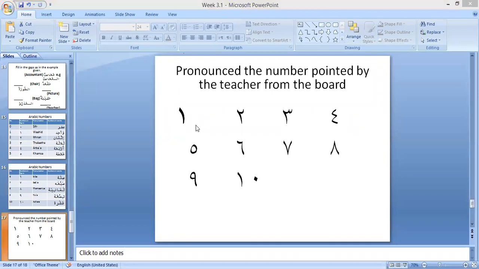5. And this one? 2. اثنان. That's right. Here? 4. أربعة. This one? 7. And this one? 8. That's right. Here? 2. This one? 1. 9. Good. That's good. So this is how they are written.